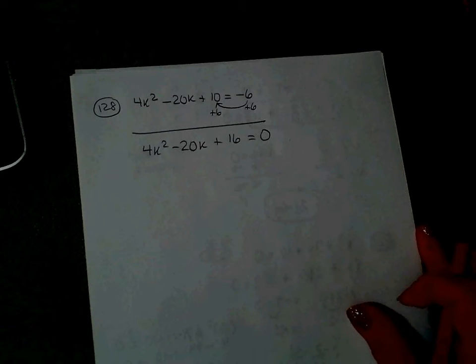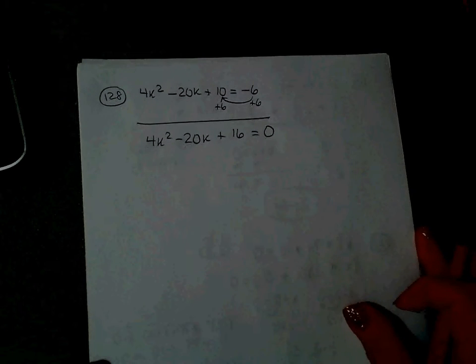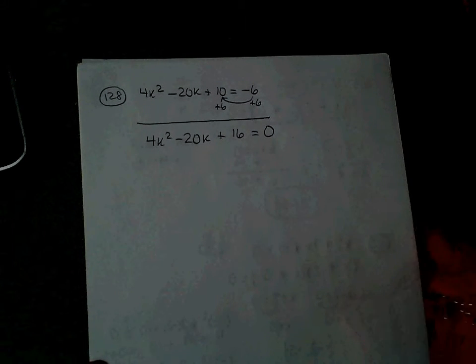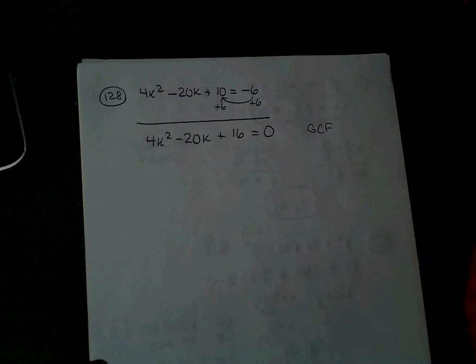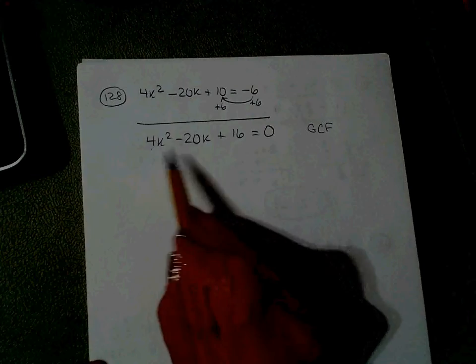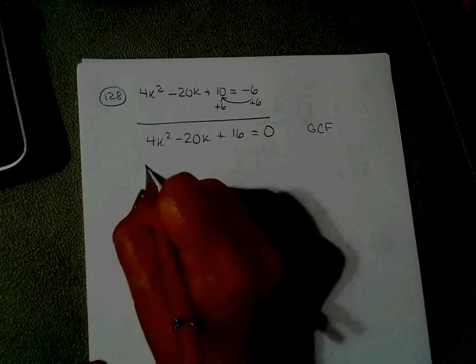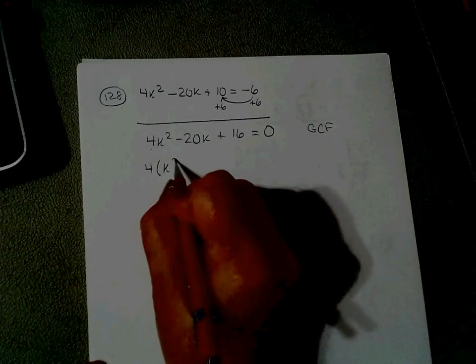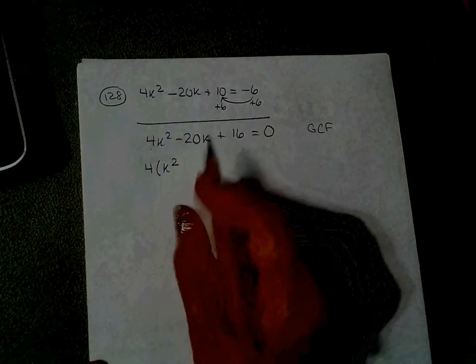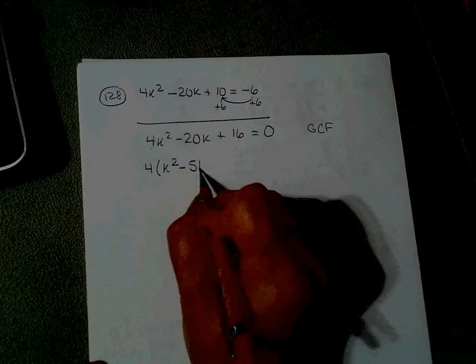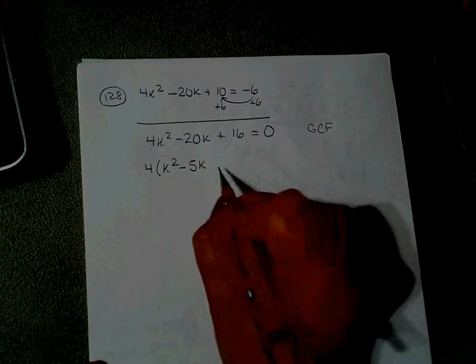So now I need to try to factor it. So the first thing that I need to do to factor it is look and see, is there a GCF? Is there? 4 goes into all of them. If I pull a 4 out of 4k squared, I'm left with k squared. A 4 out of negative 20k leaves me with negative 5k. A 4 out of 16 leaves me with 4.